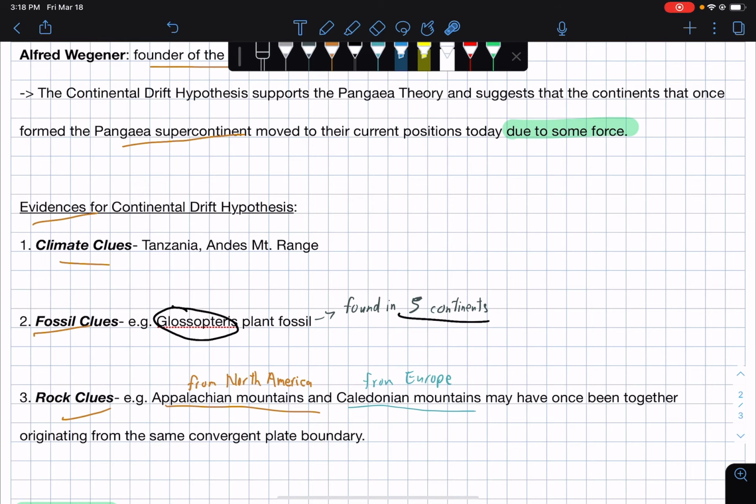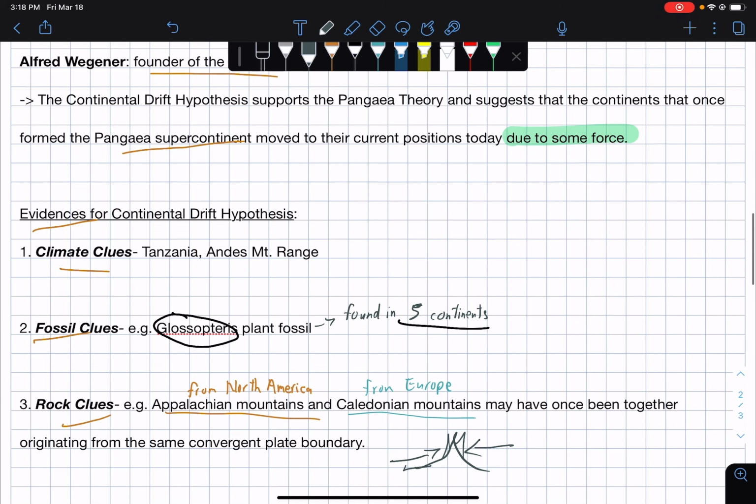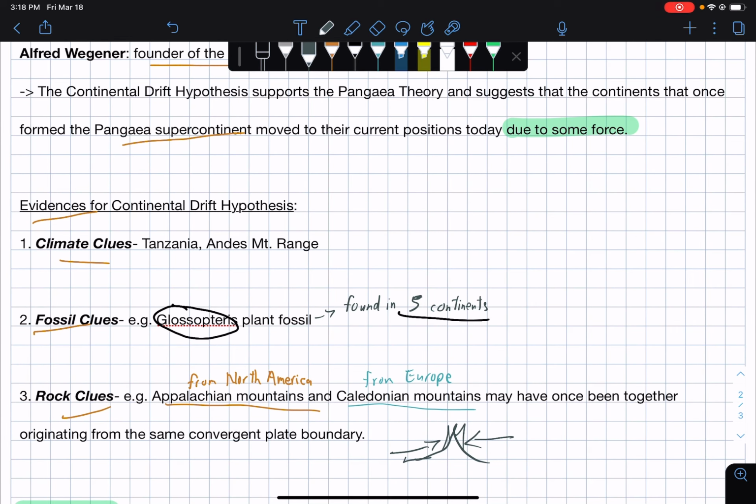And for the third evidence, the rock clues, there is one specific example, the Appalachian Mountains and the Caledonian Mountains from North America and Europe respectively. These mountains may have been once together, originating from the same convergent plate boundary. Please take note that convergent plate boundaries are known to form mountains since the plate tectonics are moving toward each other, and hence the formation of mountains or mountain ranges. The Appalachian Mountains and Caledonian Mountains may also have been suspected to have the same climate. So, this example can also be associated with climate clues.